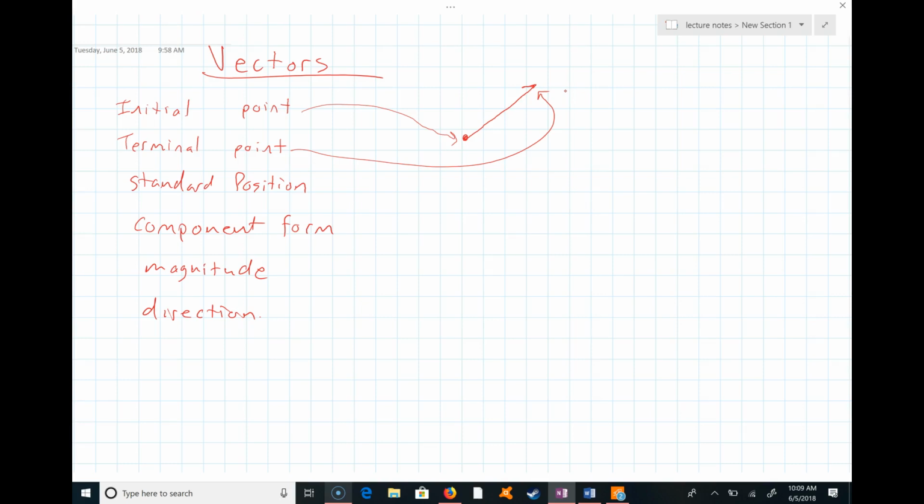Okay? And standard position means that the initial point is at the point 0, 0, or the origin. So if I have an xy plane, a vector in standard position has an initial point at 0, 0, or the origin, okay?